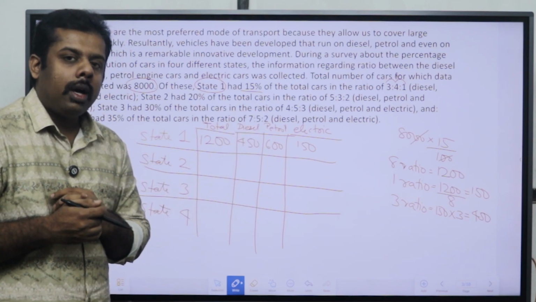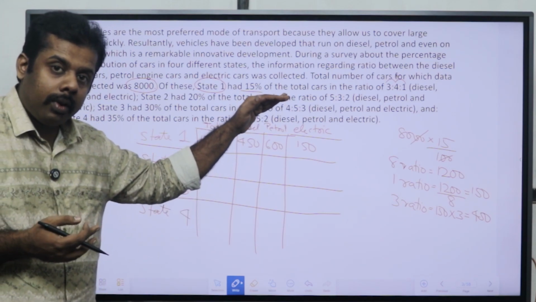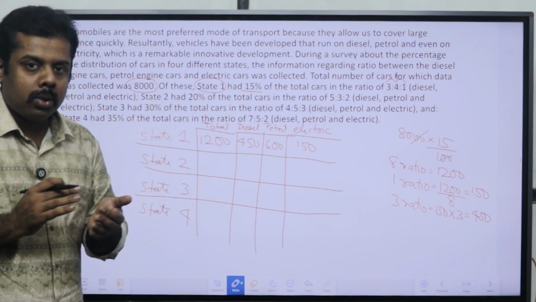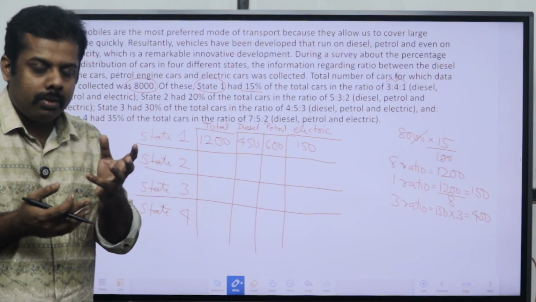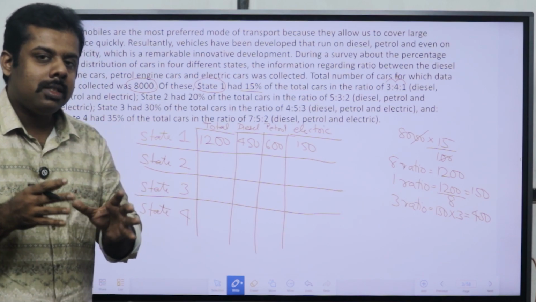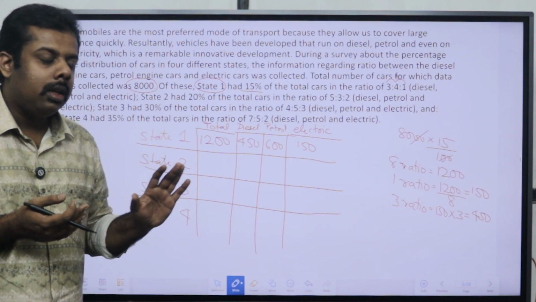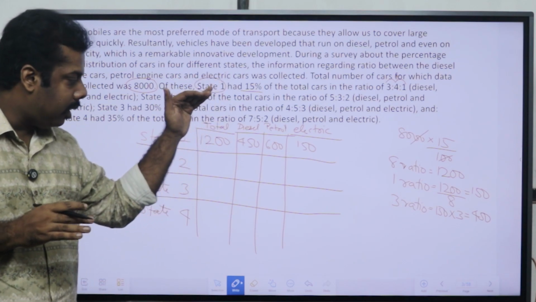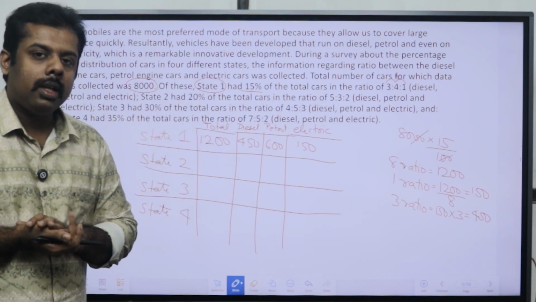Okay. Now I would just like you to pause the video and try to find out the data for the next 3 states. Then unpause the video and check if the data you have found out is right or wrong. That will make your concept a bit more clear if you do it this way. So hope that you pause the video, try to find out the other data, and then unpause it and see if your data is right or wrong.